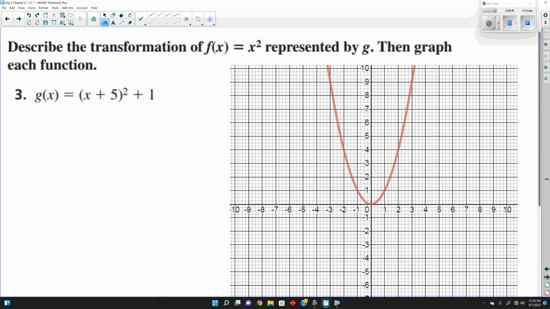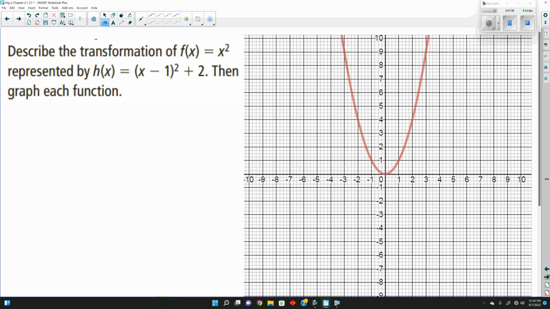So what about this one? So it would be left 5 and up 1. Left 5 and up 1. And that'd be it. I think we feel comfortable with these here, yes?